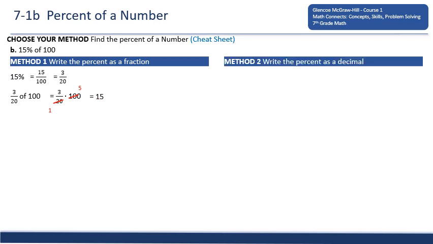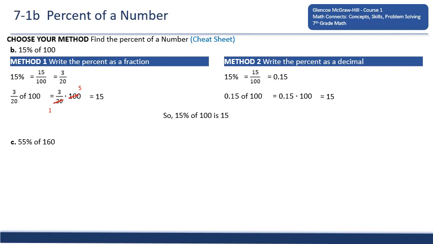Method 2, write the percent as a decimal. 15% equals 15 over 100 equals 0.15. And 0.15 of 100, or 0.15 times 100, just rewritten, equals 15. So 15% of 100 is 15.